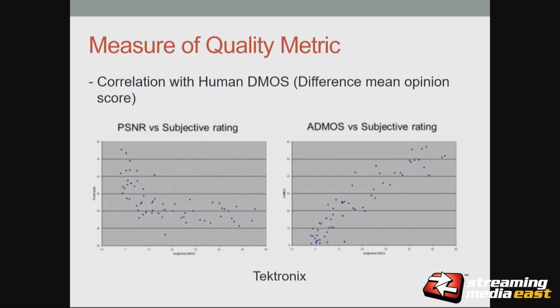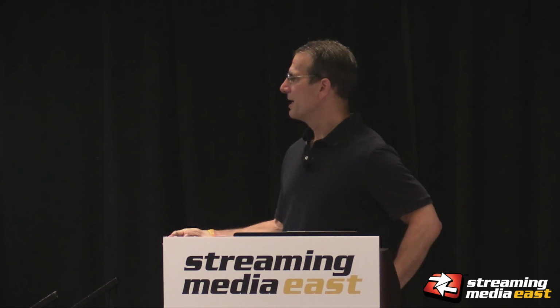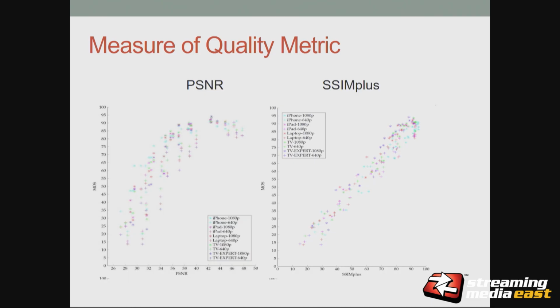So these are the types of graphs that you see when you look at the predictive nature of an objective quality metric. So Tektronix is selling ADMOS, and they're saying there's a pretty good correlation here. They're selling against PSNR, so they're saying there's no correlation here. I don't really find that to be true. And this is from a company called SimPlus. They sell the SQM, the SimPlus quality of experience metric, and you see again a better correlation here than PSNR. And this looks more accurate to me from a PSNR versus other metrics. It's not perfect, but it's pretty correlative.